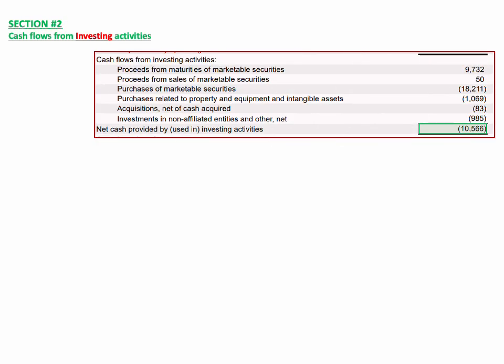Now moving on to the next section, cash flow from investing activities. In this section, we'll treat this separately. So we're going to list all the line items related to cash that leaves and enters the company related to investment activities. So in this case here, as we can see, there's proceeds from maturity, marketable securities, sales of marketable securities, etc.